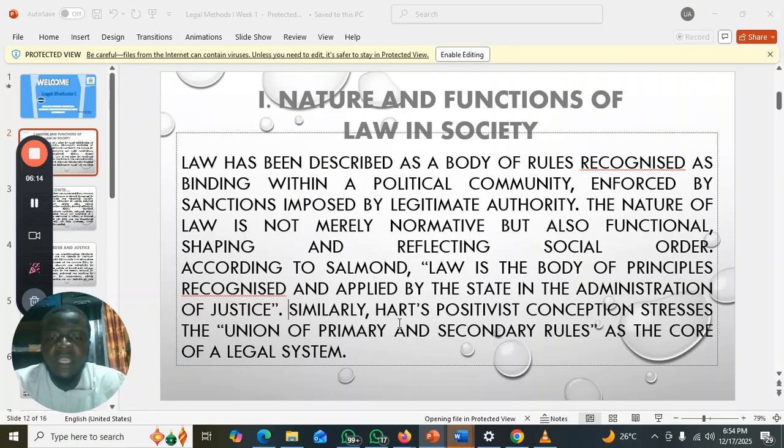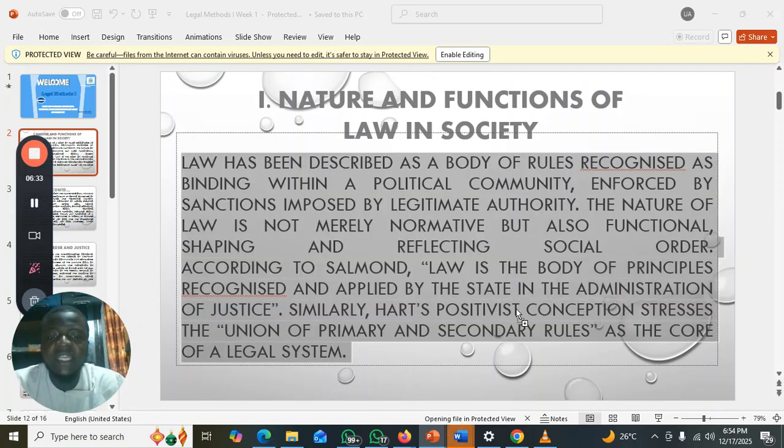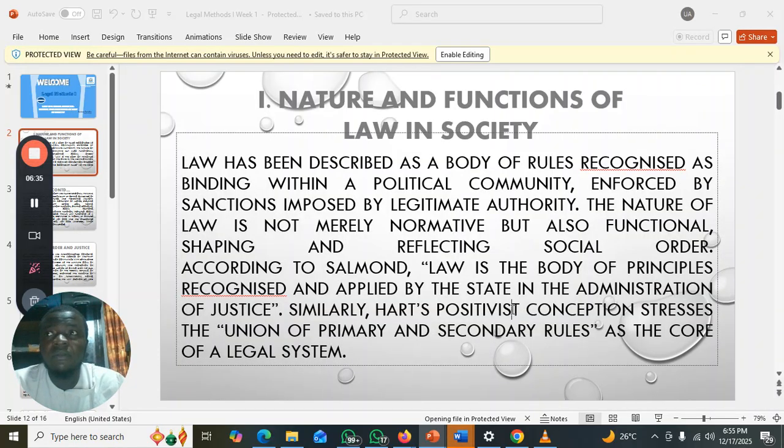Similarly, Hart. This person, Hart, is the name of a scholar. He is a positivist. There are many schools of thought you come across in your 200 level or 300 level. School of thought means those schools that have given their own view or idea about a particular thing in law. So there is the positivist school of thought, the naturalist school of thought, the moralist, the socialist, and all those things.